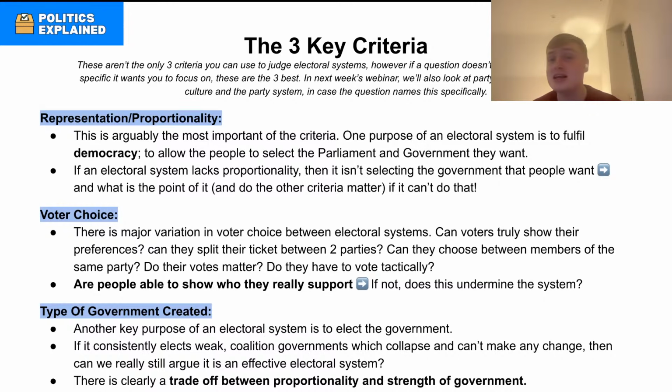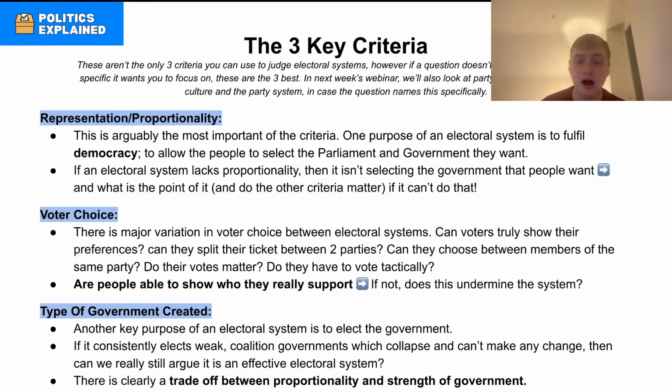Voter choice is another really key way we can analyse electoral systems. There's major variation in voter choice between electoral systems. Can voters truly show their preferences? Can they split their ticket between 2 parties to show that they support 2 different parties? Can they choose between the members of the same party? Do their votes matter? Do they have to vote tactically? These are really key ways to analyse an electoral system, and you want voters to have a really decent choice, because if they turn up and go and vote, but they don't really have much choice and can't really vote for the party they really want to, and can't show who they really support, does this undermine the system? This is why it's a really key criterion.